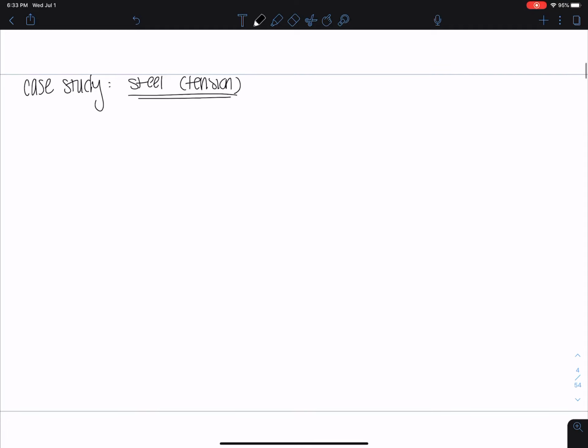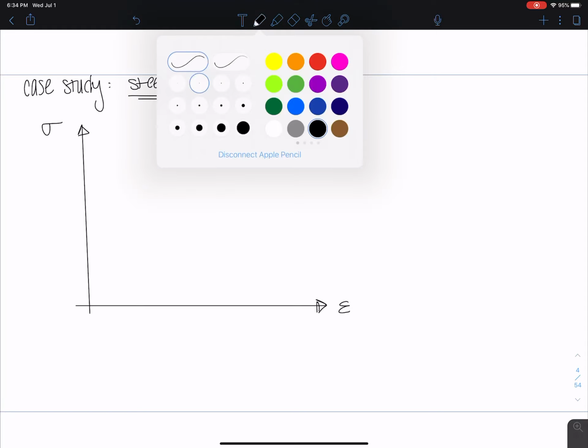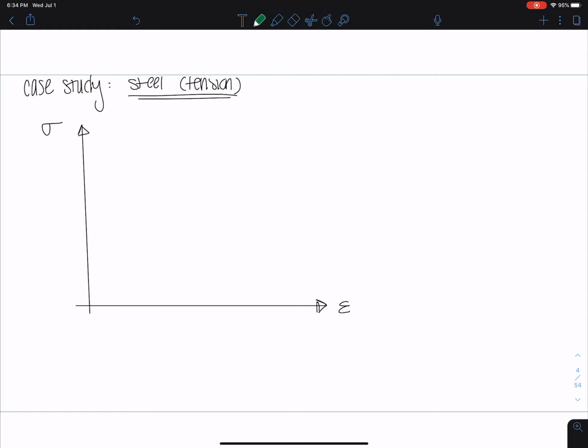Okay, and this is to better understand the stress strain curve. So I'm going to start here with my y-axis, my x-axis, where I'm going to put epsilon, the strain, sigma, the stress. Okay, so here, let's start drawing. The first portion, I'm going to draw the curve, and then I'm going to tell you what each region is.